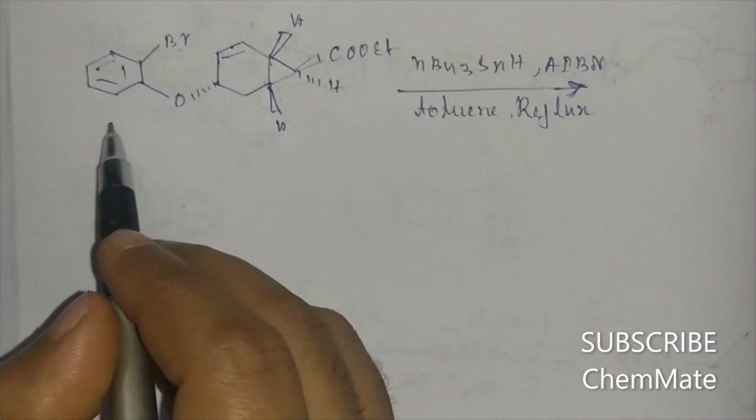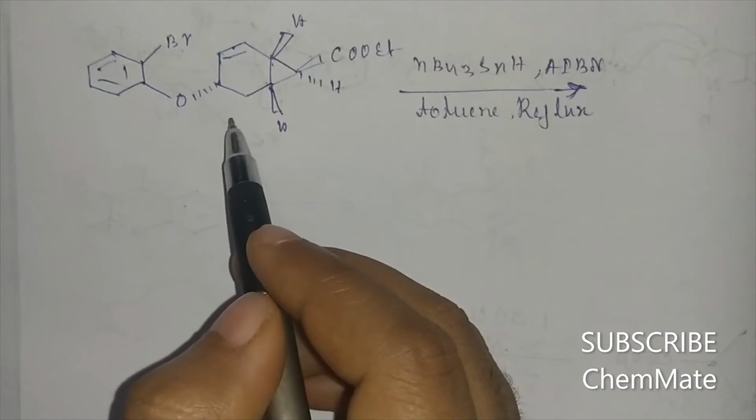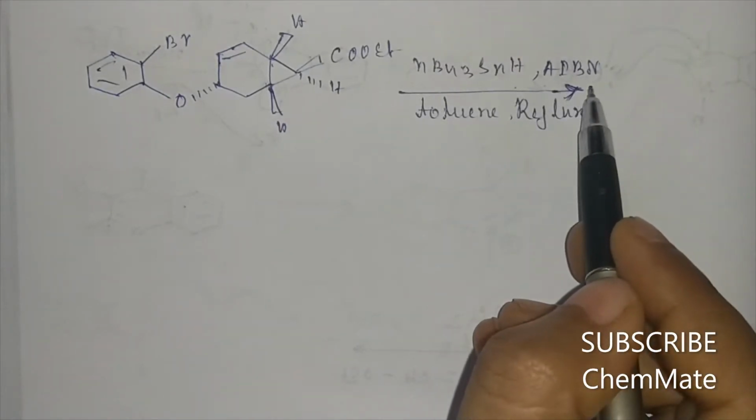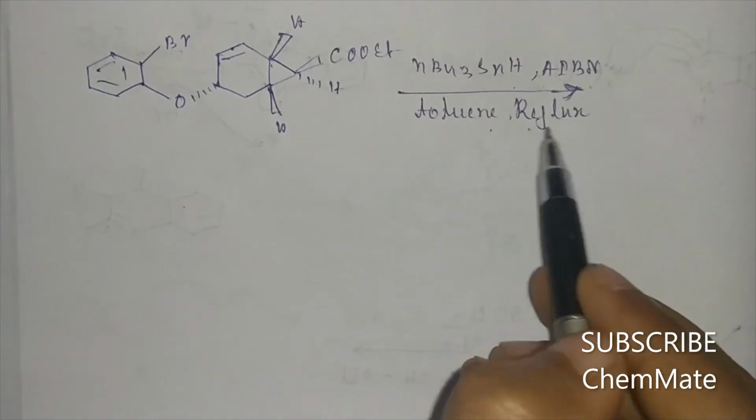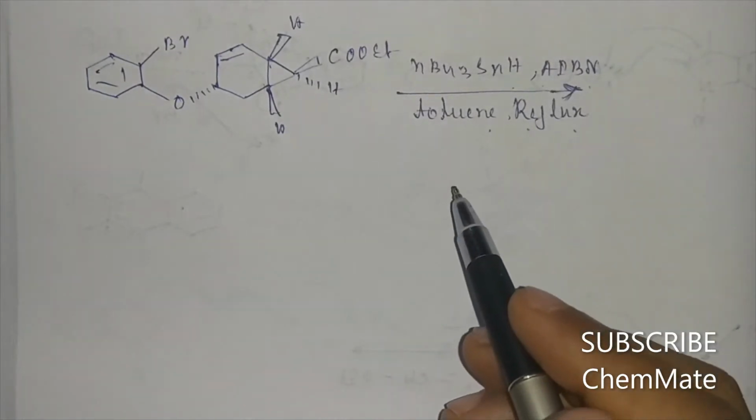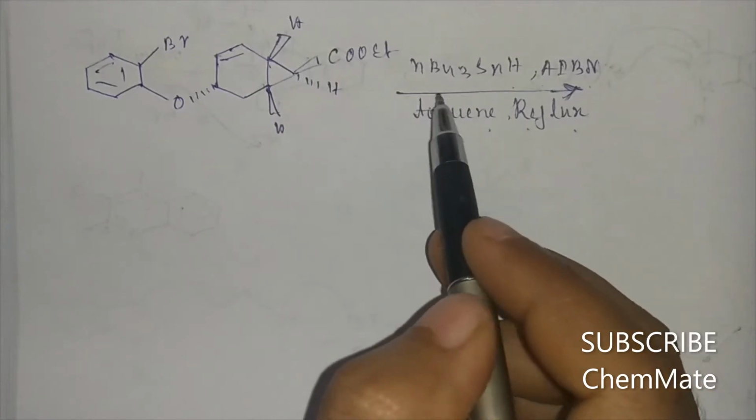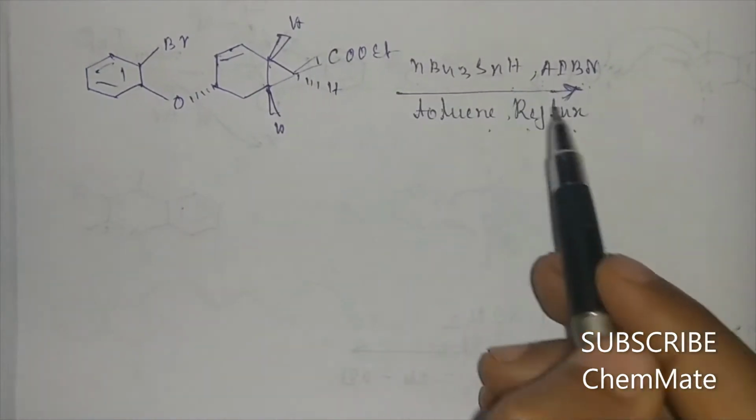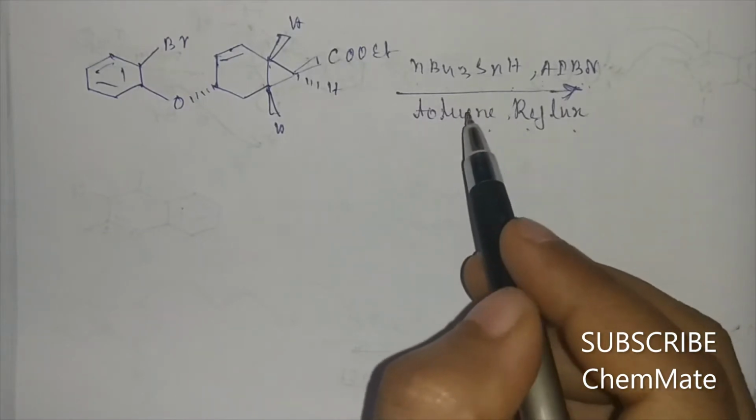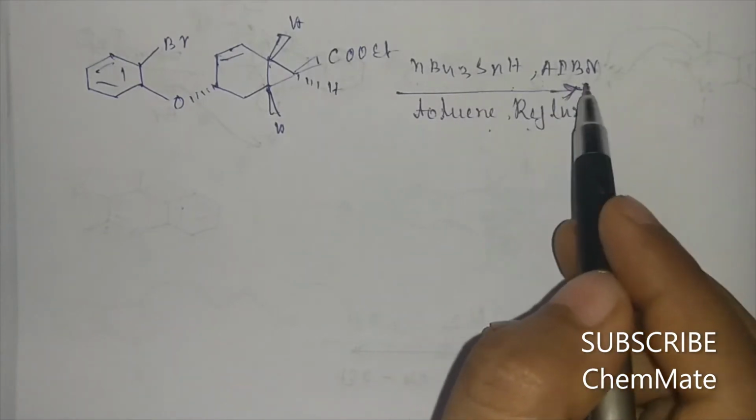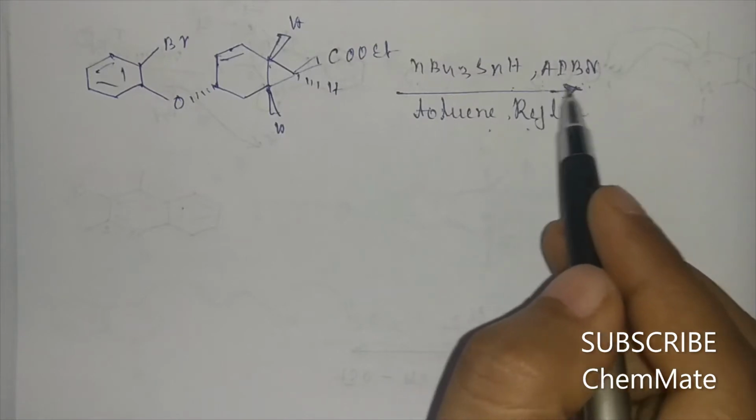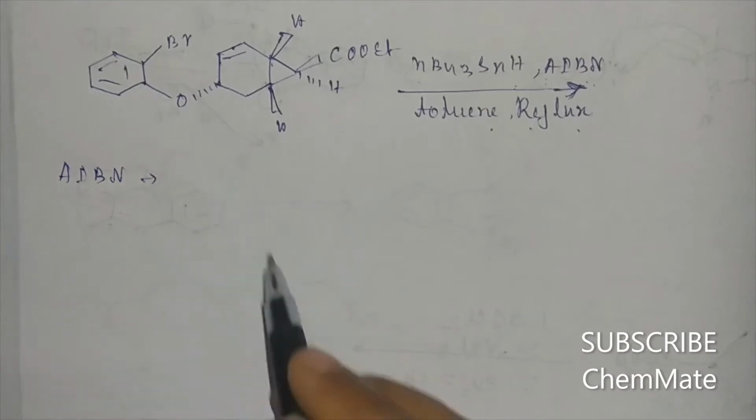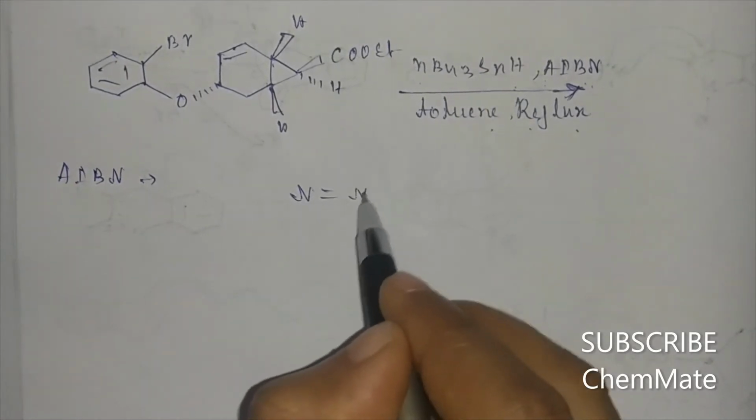Here is a very interesting question. If this substrate is treated with nBu3SnH and azoisobutyronitrile in toluene under refluxing conditions, then what will be the product? As you can see, in the presence of AIBN and nBu3SnH, a radical reaction will take place here, and AIBN is azoisobutyronitrile. The structure of AIBN is like this.